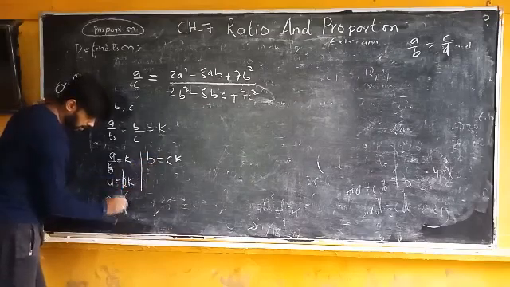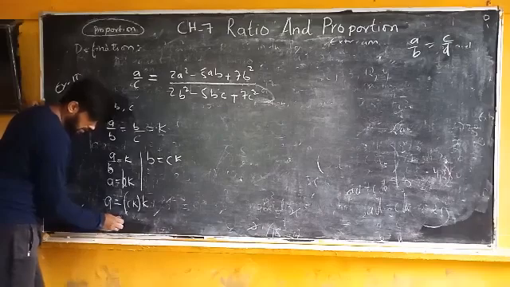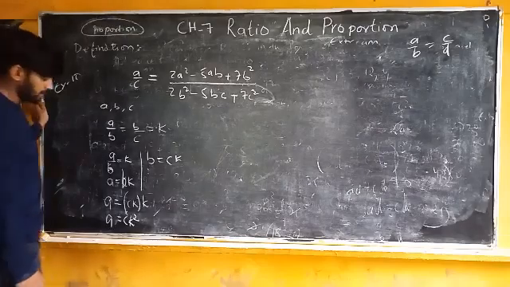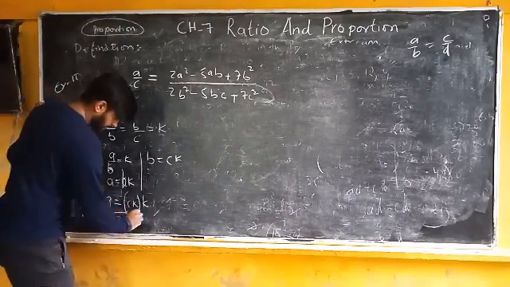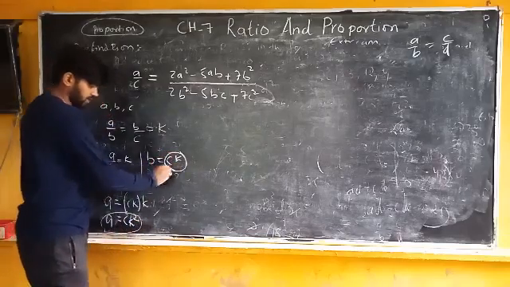B की वैल्यू क्या है? CK. और बाहर क्या है? K. तो A equals to CK square. Okay, I hope you got it. Okay, तो मेरे पास A की वैल्यू आ गई, क्या है? CK square. मेरे पास B की वैल्यू भी है CK.